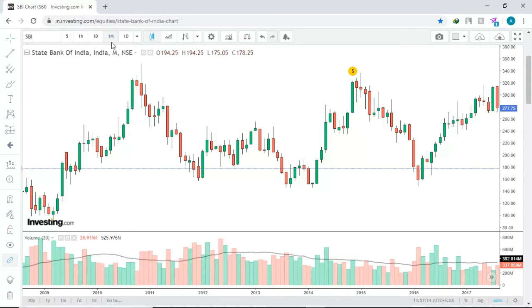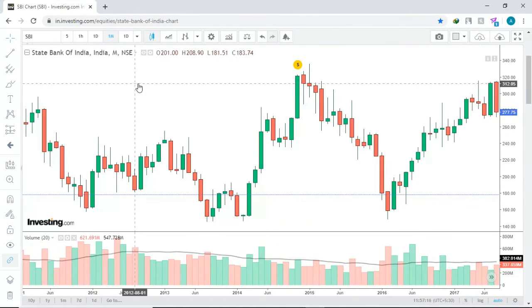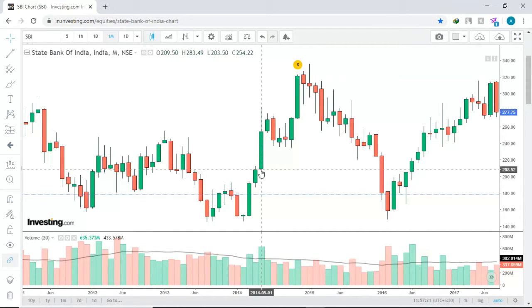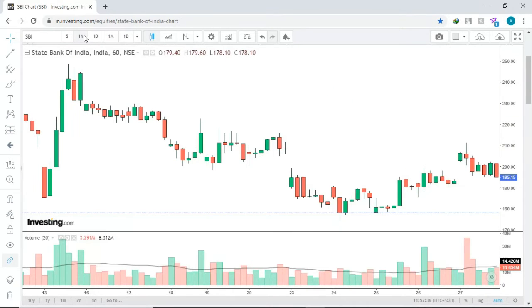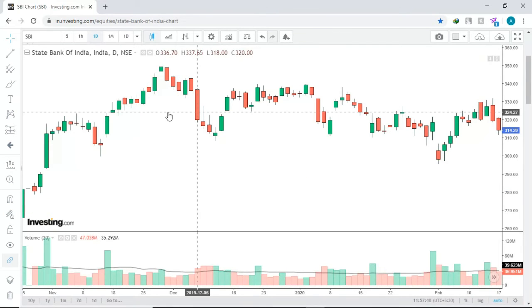So for example, in this graph, let us take this candle. A candle has started at this point, 208 rupees. After a certain period of time, the candle has increased to 254 rupees. So we can keep the time period for 1 hour, 1 day. I prefer to keep it for 1 day. So this gives a general overlay of price, how it has increased or decreased.